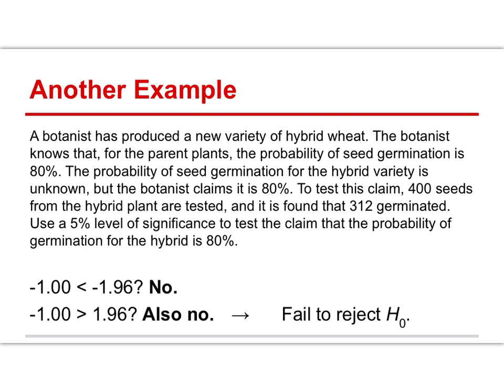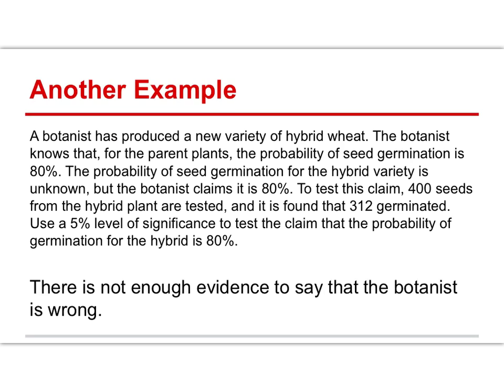Is -1 less than -1.96? No. Is it greater than positive 1.96? Again, no. How can a negative number be greater than a positive number? It doesn't work. So because it's no and no, we are failing to reject the null hypothesis. And we will make the conclusion that there is not enough evidence here to suggest that the botanist's claim is incorrect.